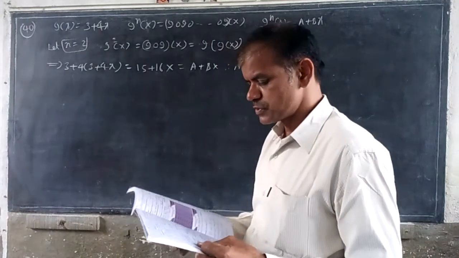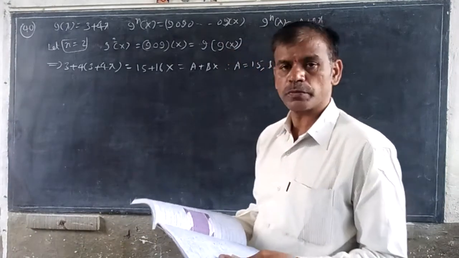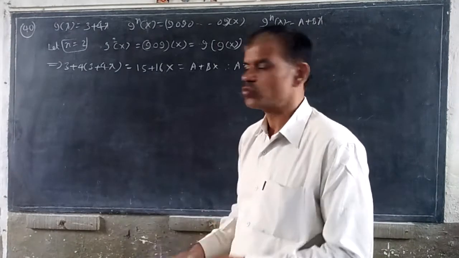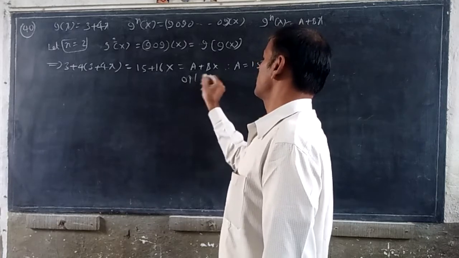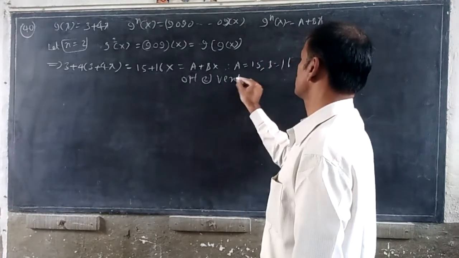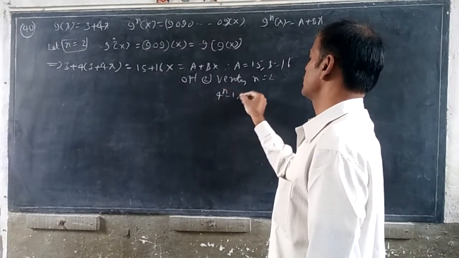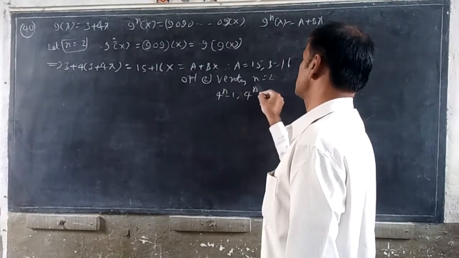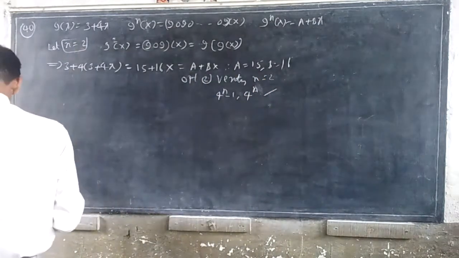According to the options, a is equal to 4 power n minus 1, and b is equal to 4 power n. Instead of n you substitute 2. Option 2 I will take. Verify option 2: n equal to 2, 4 power n minus 1, comma 4 power n, that is 15, 16. Now question 40 is done.